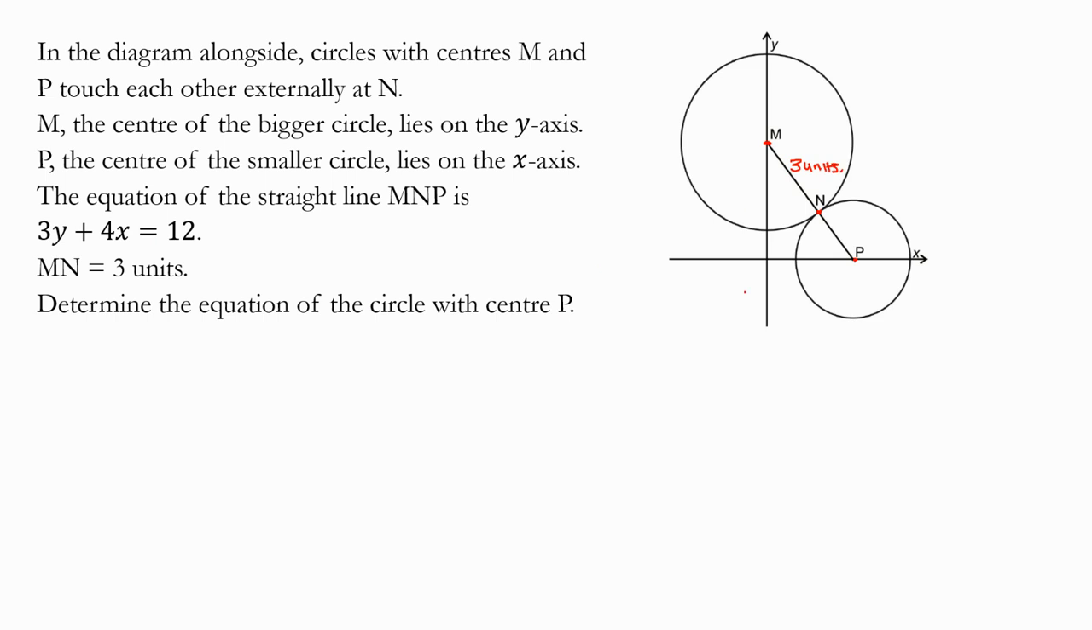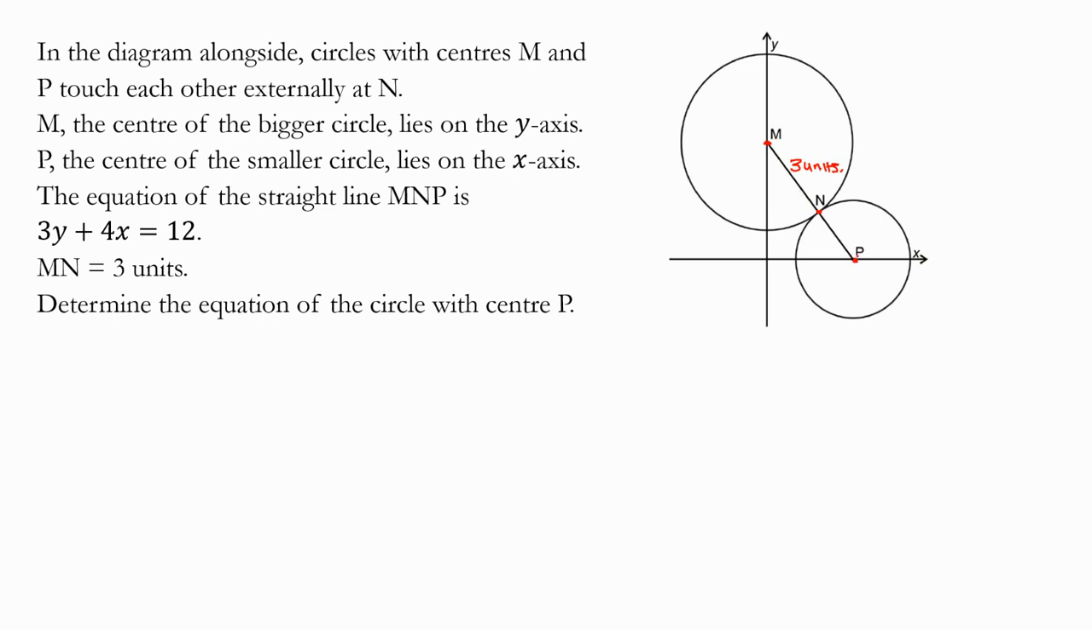Determine the equation of the circle with center P. We need the equation of this smaller circle here. But for us to be able to find the equation, we need to find what? We need to find the coordinates of P and the coordinates of M. And then from the coordinates of P and M, we'll find the distance MP, or the length of MP. And then once we get the length of MP, we can find the length of NP. Because remember, for us to be able to write the equation of a circle, we need the length of the radius, and also the coordinates of the center. Now let's find the coordinates of M and the coordinates of P.